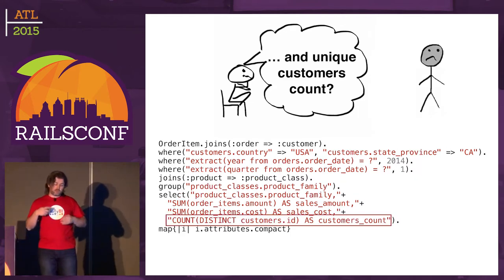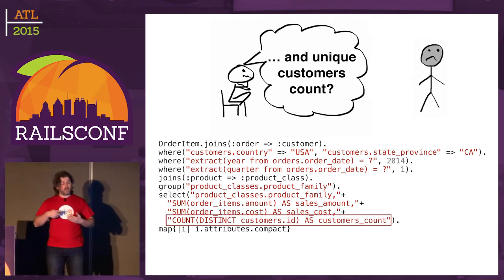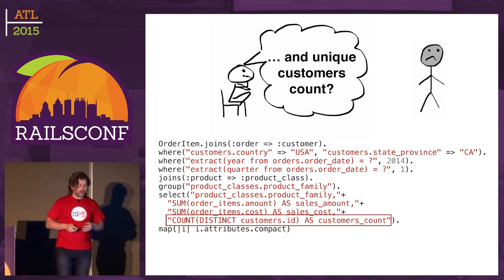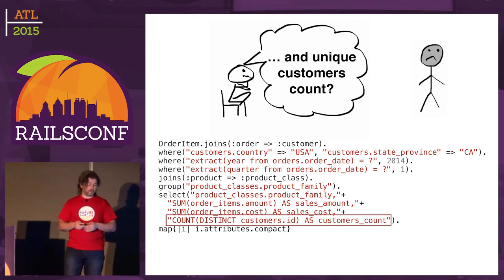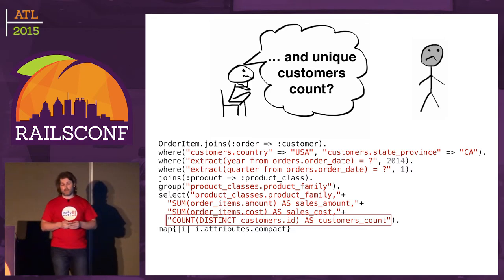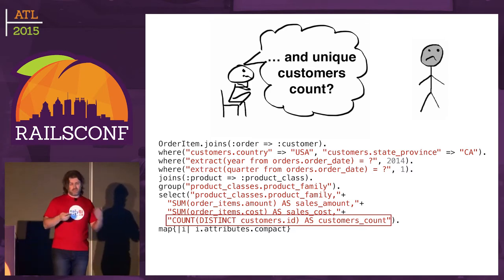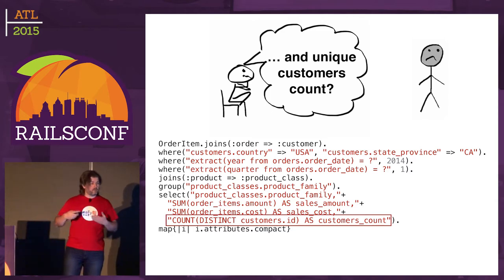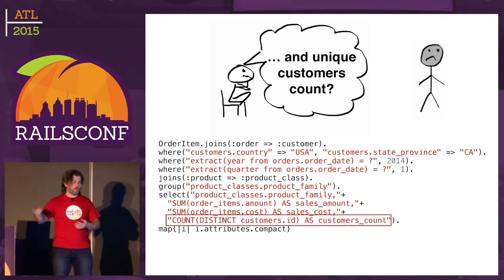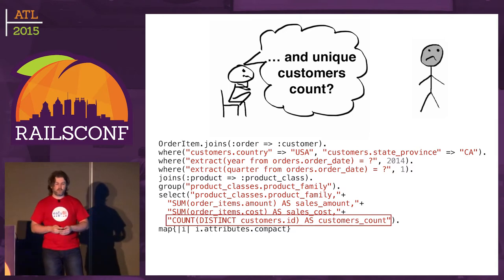Okay, but then our CEO continues to ask questions, and unique customers count. Okay, we can add also count of distinct customer IDs and return that as well. But we start to worry a little bit that these are kind of ad hoc questions, and we will need, well, each 15 minutes our CEO will call us and we'll need to write some new query.